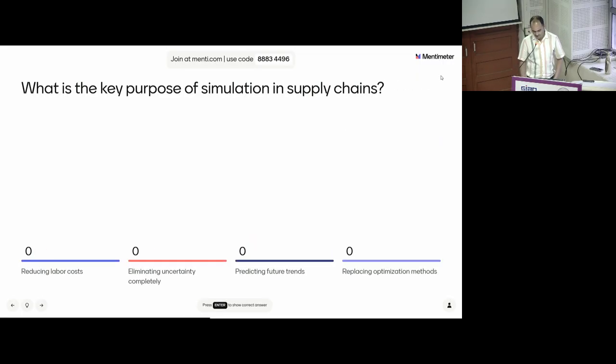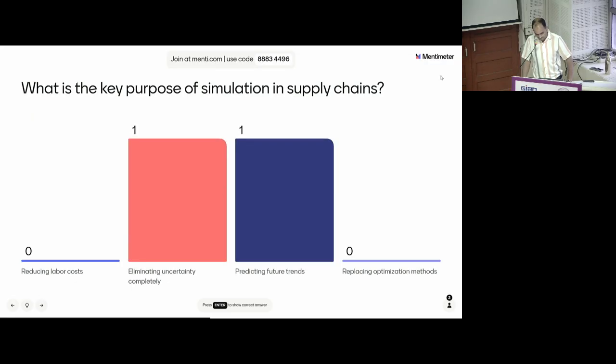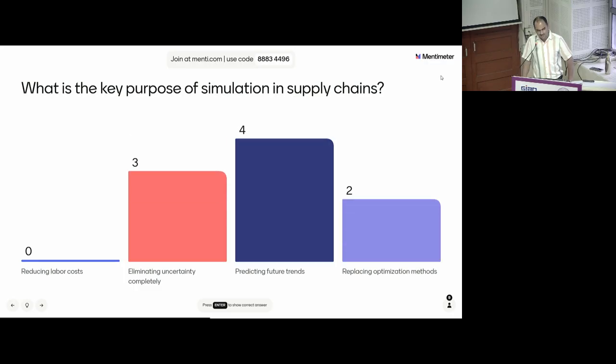What is the key purpose of simulation? Reducing labor cost, eliminating uncertainty, predicting future trends, or replacing optimization methods? Okay, good. Yeah, good mixture of answers. Eliminating uncertainty completely, predicting future trends. How could we eliminate the uncertainty completely?